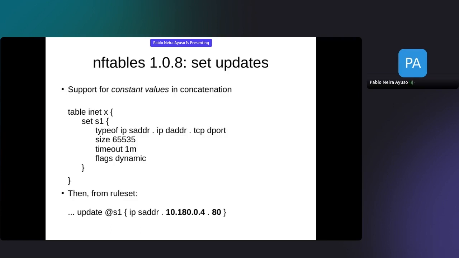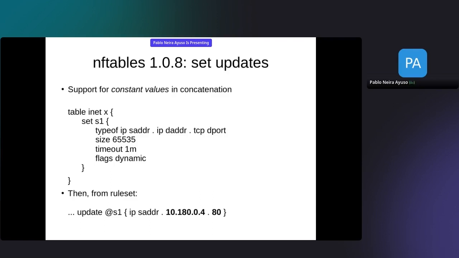In the future, it can probably provide even more suggestions on things that don't make sense. Then in terms of set updates, it is now possible to use constant values in concatenations. So I guess that this use case came also from someone using port knocking, but I cannot be sure how this is used.